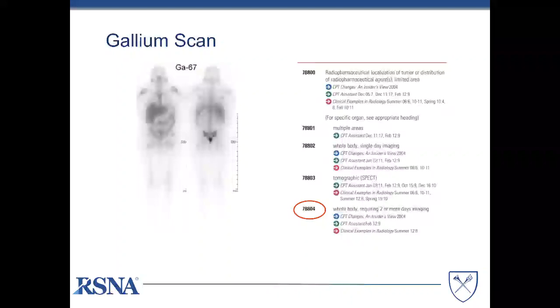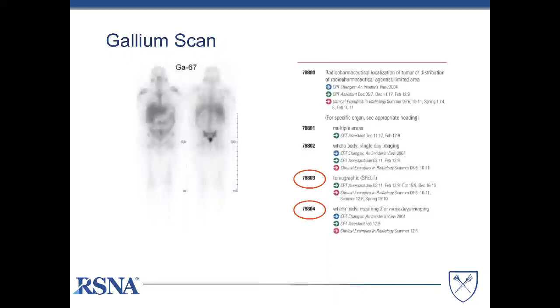Last, we'll review reimbursement for a gallium scan. Remember that a whole body scan requiring 2 or more days of imaging is coded with CPT code 78804. If additional SPECT images are obtained, then code 78803 may be added.